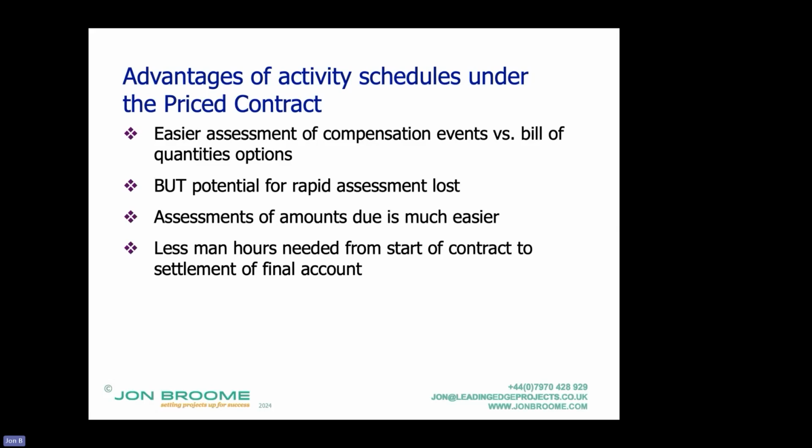Having said that, people can agree to use rates, lump sums, whatever. Say there's a bar for 10 manholes and we want an extra one, let's just divide it by 10. The contract does allow you to do shortcuts. Assessment of the amount due is much easier.